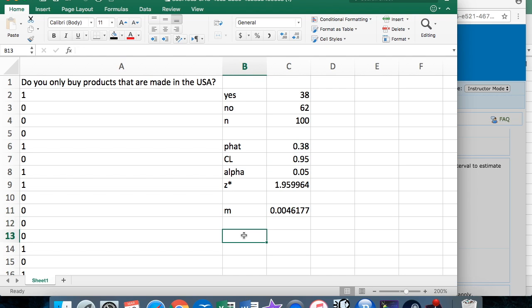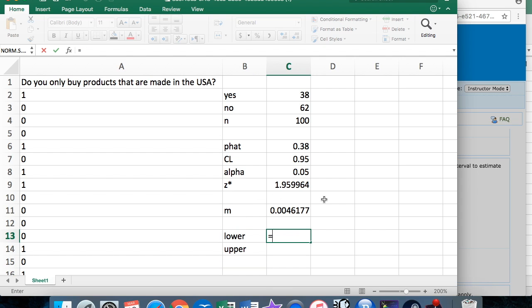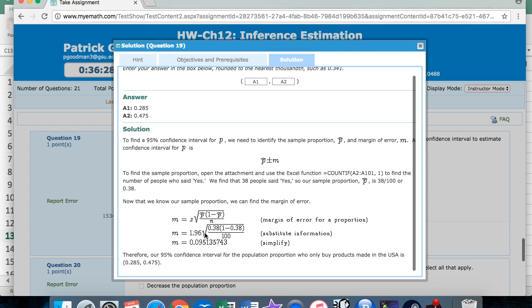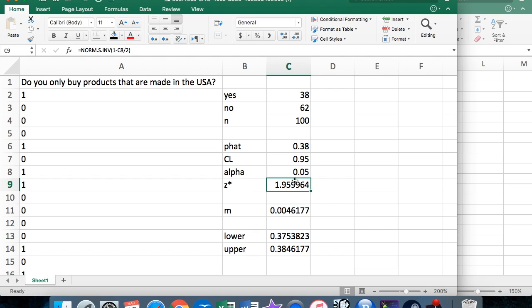So my lower and upper. Okay, so let's do this. We take our p hat, subtract off my m, and then take my p hat and add my m. So see, I got this. Okay, so then that's 1 minus, what did I do wrong? How did they get this? 1.96, is using 1.96 really that different? No?